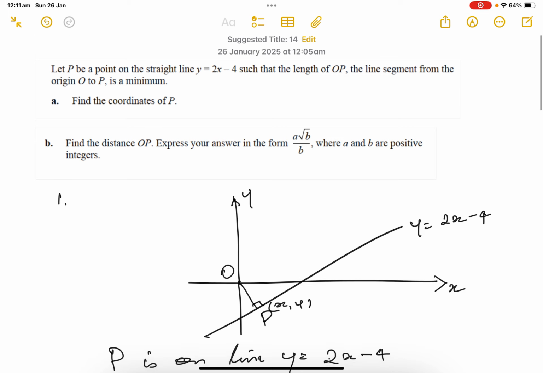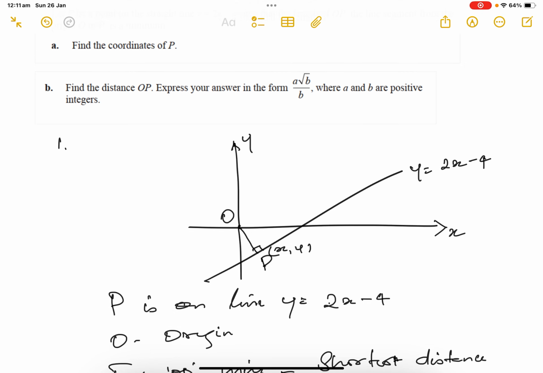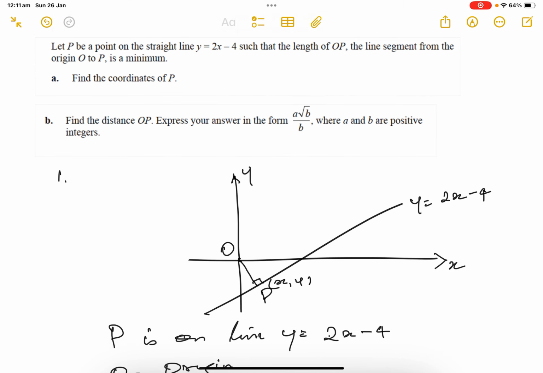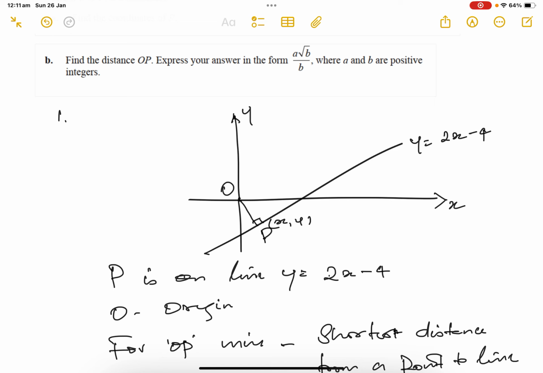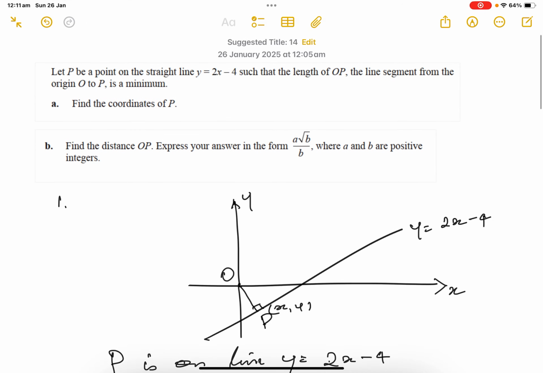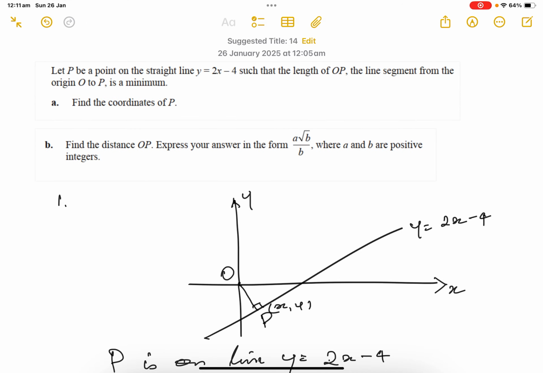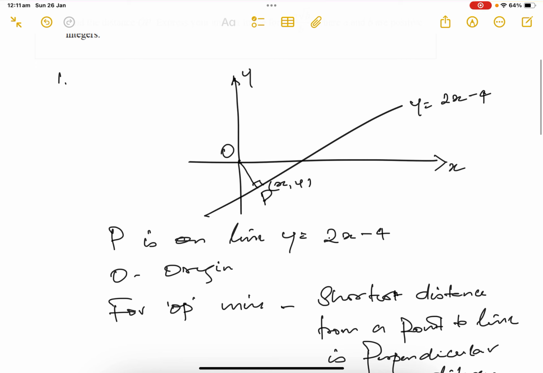Let's put a little sketch, xy axis, and the line y equals 2x minus 4 will cut the y-axis on the negative side and the x-axis on the positive side. That's what we have drawn. So y equals 2x minus 4, the line equation. The question asks for the minimum distance. P is on the line, but the distance from the origin to P has to be a minimum.